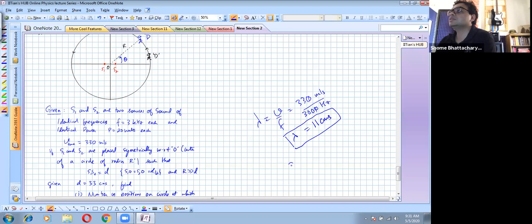So then you can also see that the distance S1S2 is 3 lambda. So this should give you a hint of how many positions. Obviously, you assume that the sources are synchronous, but even if you don't assume that, the first part you'll still get. Now, based on this, you tell me the answer of the first part, please.